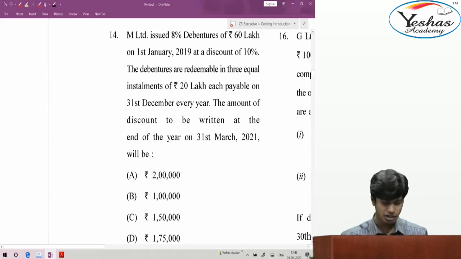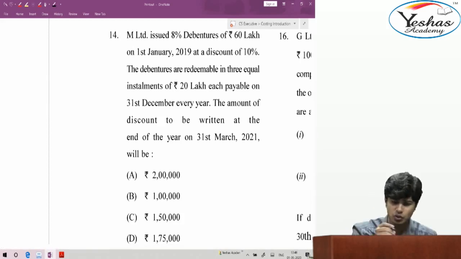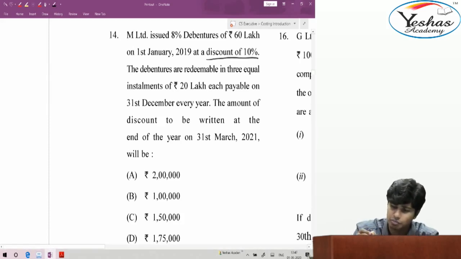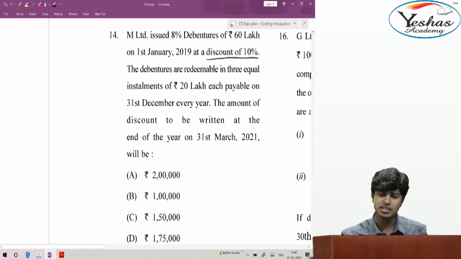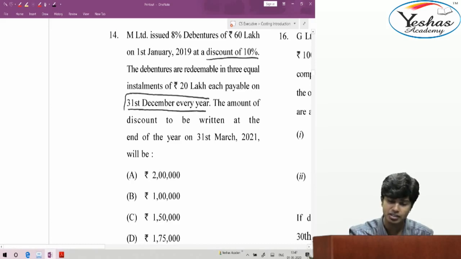Question number 14, continue reading. Loss on issue of debentures is equal to DOID plus PORD. So there is discount on issue of 10%, that is basically our loss. The debentures are redeemed in 3 equal installments of rupees 20 lakhs payable on 31st of December each year. Concentrate. The year end here is calendar year, 31st December every year. The amount of discount to be written off at the year 31st of March 2021.